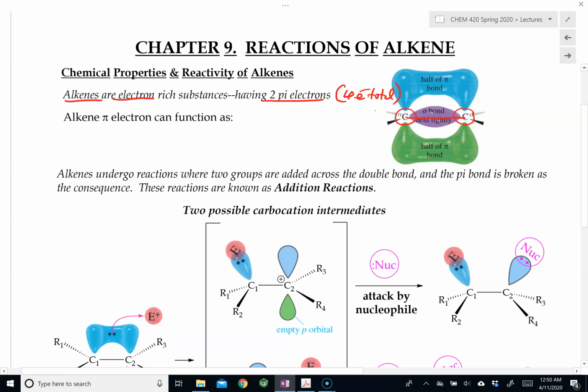And because it is rich in electrons, therefore it can behave as a good electron donor, in which it can act as the following. First, a weak nucleophile. And second, a weak base. So that will be the chemical reactivity of the pi electrons in the double bond. And again, it is actually the pi electrons that are reactive, not the sigma electrons in the double bond.